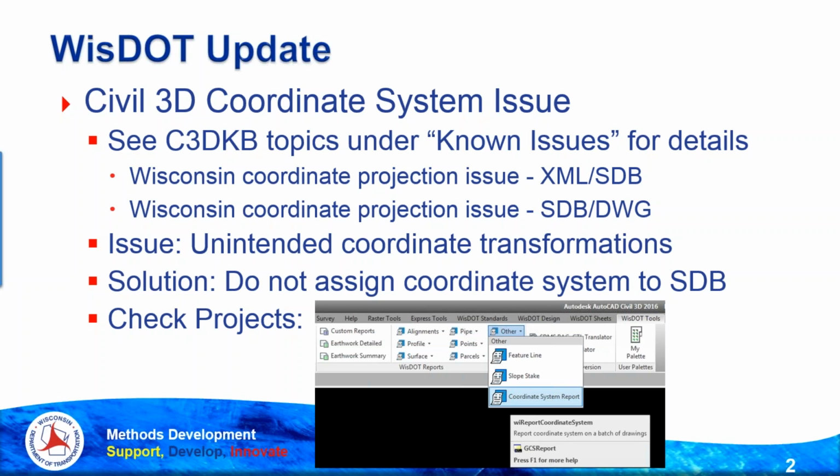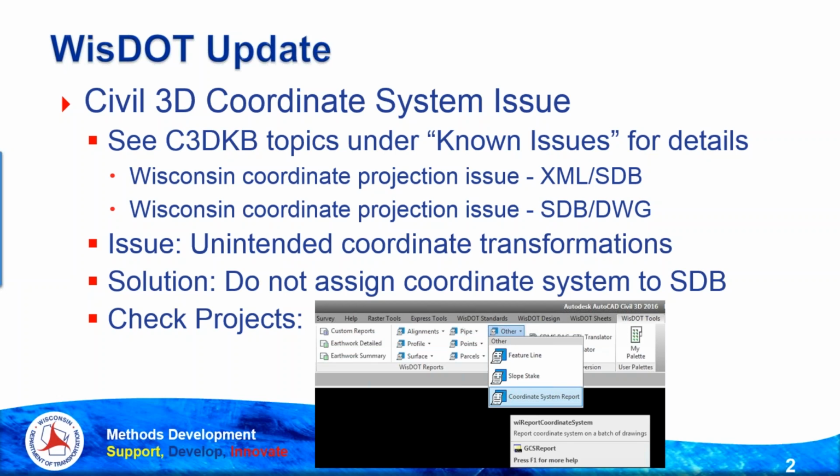So we also want people to go and just take a look at their projects and make sure that they haven't experienced a transformation issue. To do that, we provided a tool in Civil 3D. In Civil 3D 2016, if you go to our WISDOT Tools ribbon, under the WISDOT Reports panel, under Other, there's a tool called Coordinate System Report. That tool is also available in Civil 3D 2014. We don't have the WISDOT ribbons in Civil 3D 2014, so you'll find it in the toolbox.